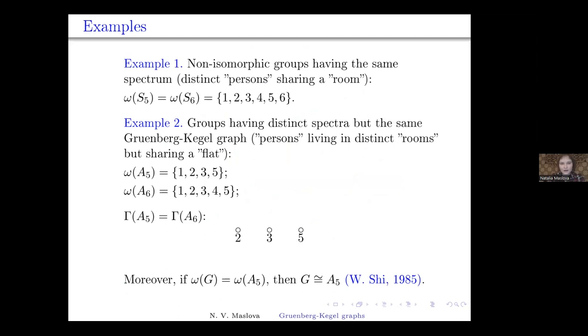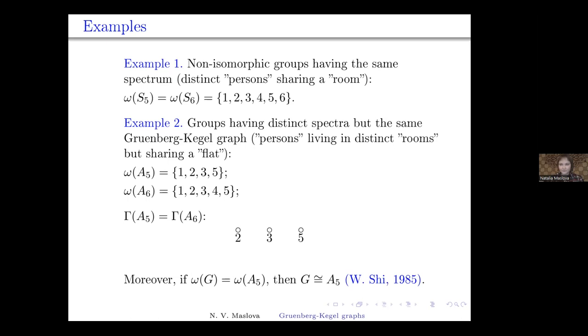First of all, there are two non-isomorphic groups having the same spectrum. You can see the symmetric groups on 5 and on 6 points. And of course, from this we conclude that there are distinct persons sharing a room. Consider another example, the alternating groups on 5 points and on 6 points. They have distinct spectra, but share the Gruenberg-Kegel graph. So there are some persons living in distinct rooms in the same flat.